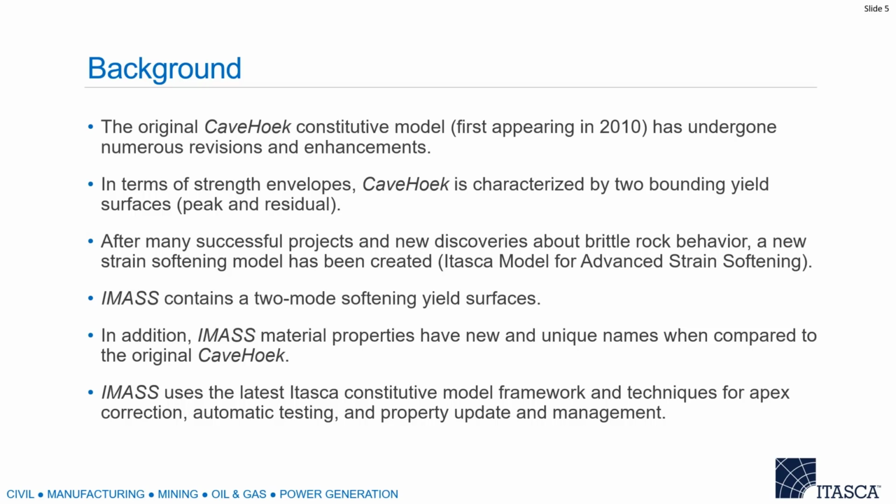CaveHoek was characterized by two bounding yield surfaces, the peak and residual envelopes. We have been using that for the past 10 years, and we have learned so much more about the behavior of brittle rock, and we implemented all our understanding and the new development into IMASS.